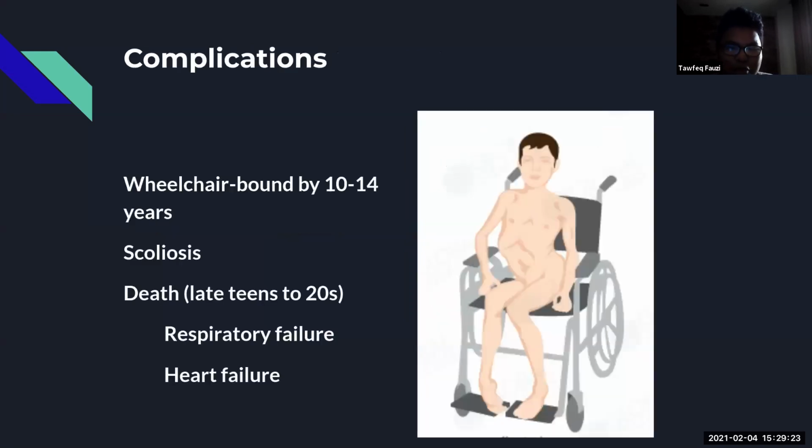Complications of Duchenne are that the patient will have loss of ambulation, not able to walk by 10 to 14 years old. This will also progress to scoliosis in the patient. Most patients die by their late teens to 20s, usually due to respiratory failure, heart failure, or respiratory infection.